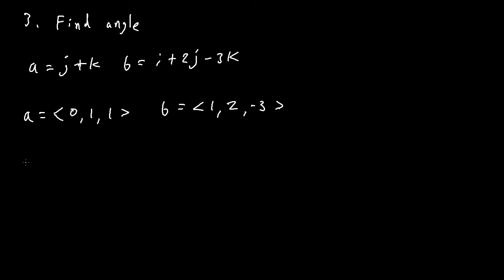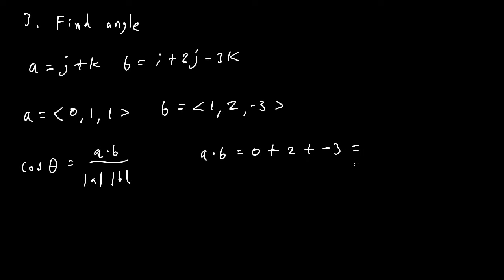And so now, remember the cosine of theta is going to equal a times b over the magnitude of a times the magnitude of b. And so let's go ahead and find the dot product of a times b first. So a times b is going to equal the x components being multiplied here, so 0 times 1 gives us 0, plus the y components, 1 times 2 is 2, and then plus the z components, negative 3 times 1 is negative 3. So that will give us an answer of 2 minus 3, or negative 1.